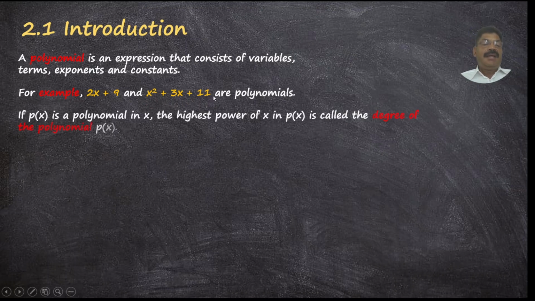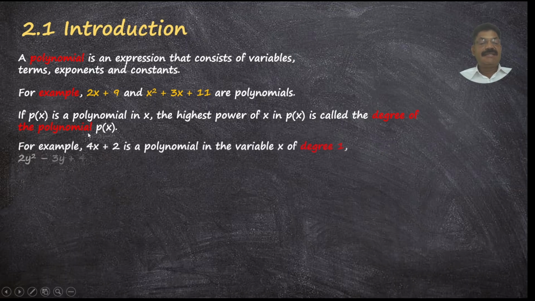Now, for each polynomial, we can associate a positive integer that is called the degree of the polynomial. What is its definition? If p of x is a polynomial in x, the highest power of x in p of x is called the degree of the polynomial p of x.